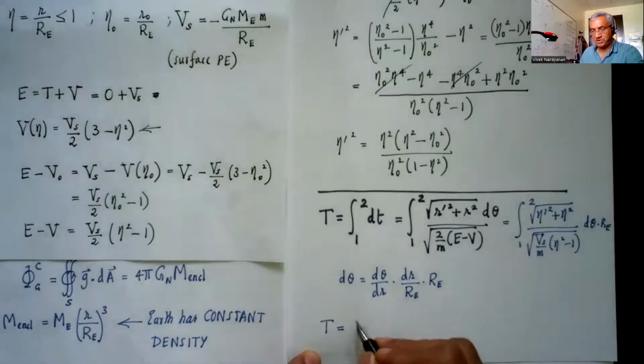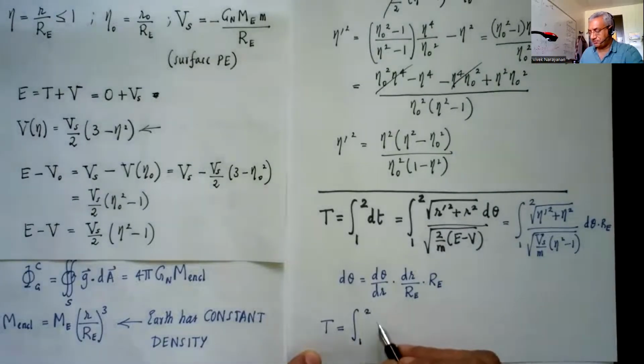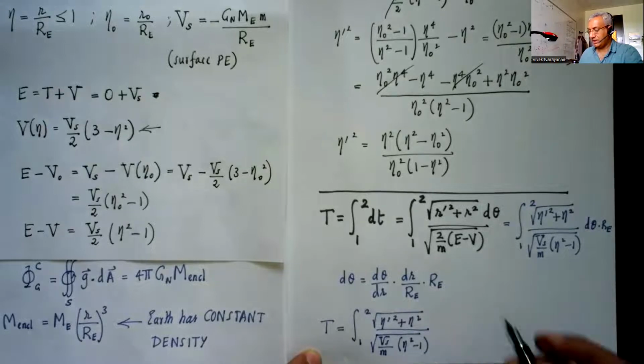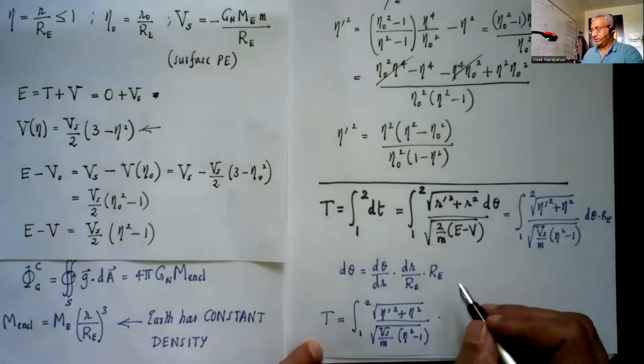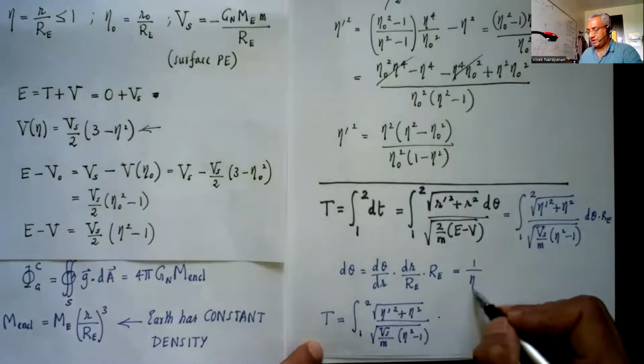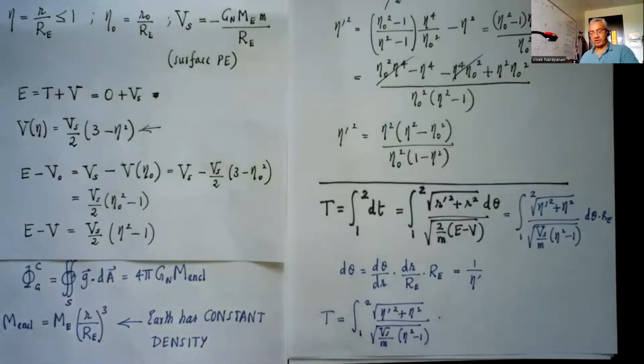So the time t is the integral from 1 to 2 of the root of eta prime squared plus eta squared, over the square root of v sub s over m times eta squared minus 1. And then d theta by dr is just 1 over dr by d theta. So that's 1 over eta prime.